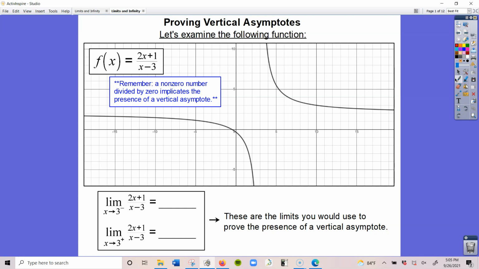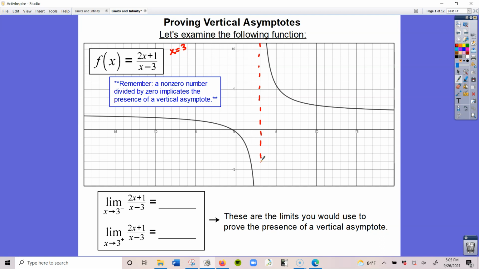Now on this graph we have the function f of x is equal to 2x plus 1 over x minus 3. As a reminder, we have vertical asymptotes whenever the denominator is equal to 0. If we make this denominator equal to 0, we get that x is equal to 3, because we would have to add the 3 to the other side. This means that there is a vertical asymptote at x is equal to 3.